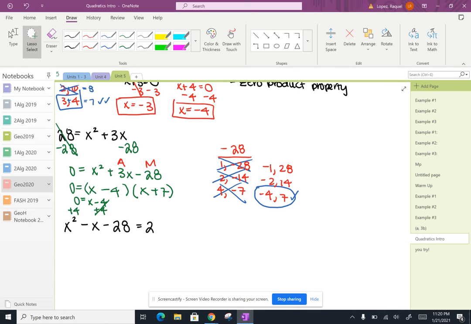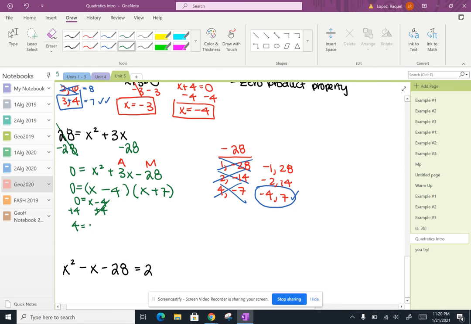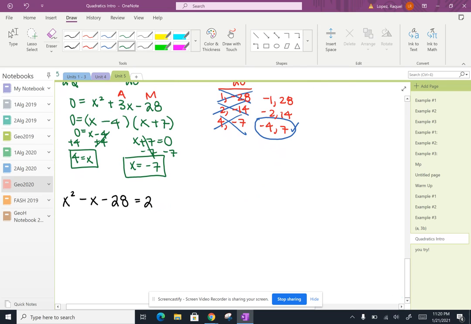So for that first one, I get that x equals 4. And then I'm going to set the other one equal to 0 as well and solve for x by subtracting 7 on both sides. And I get my other solution is x equals -7. And now I've not only factored, but I've figured out my solution. And I'm done. Okay, let's do that last example.